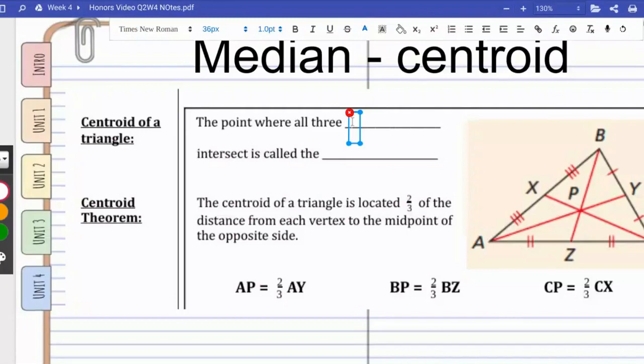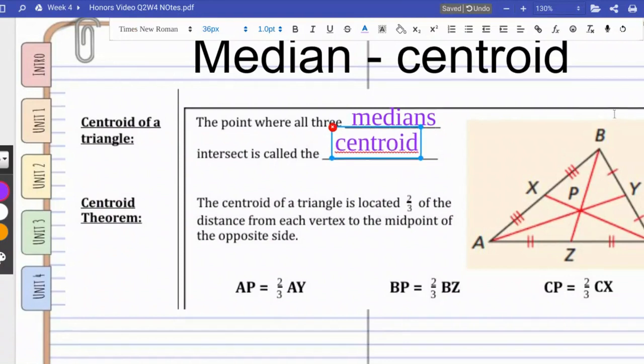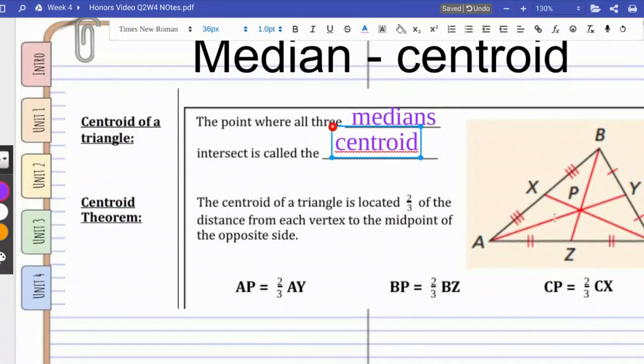All three medians intersect. That point is called the centroid. So if you look at my picture, I've got medians PZ, CX, AY. They all meet at point P. Point P is called the centroid.